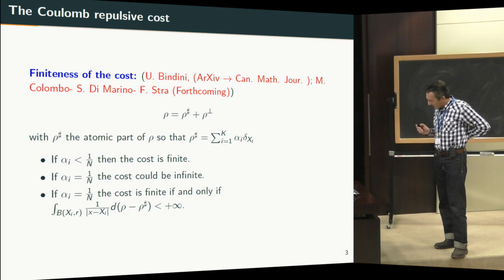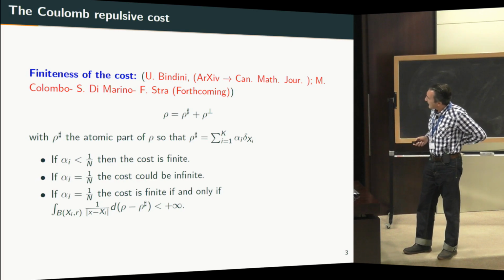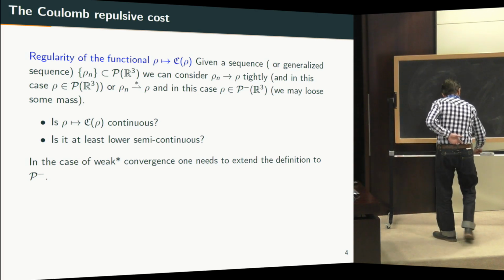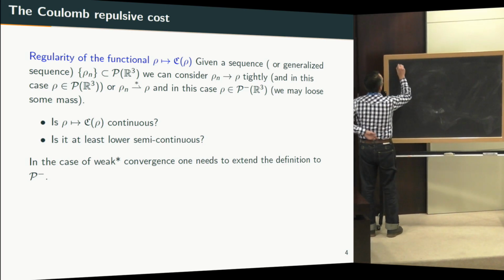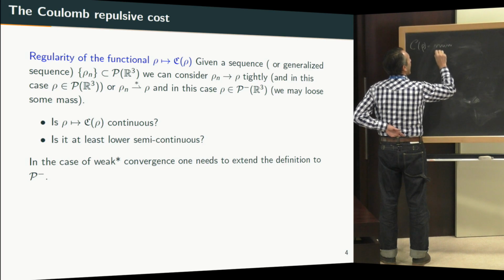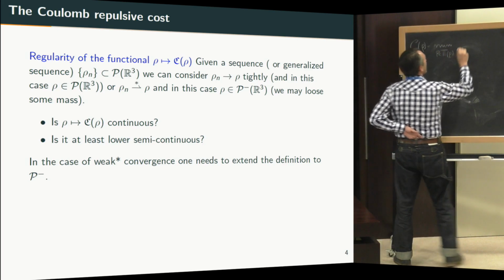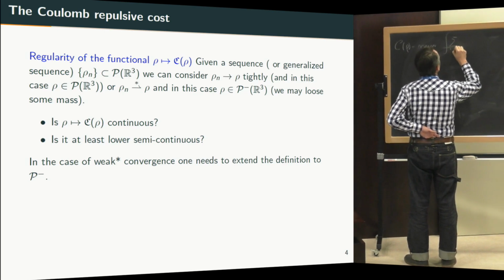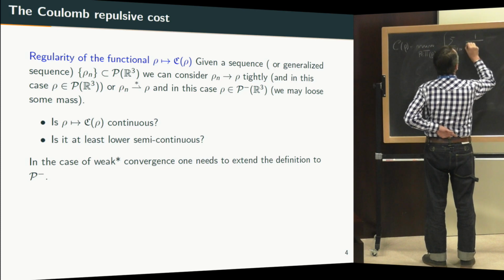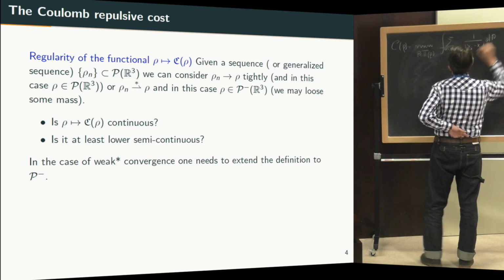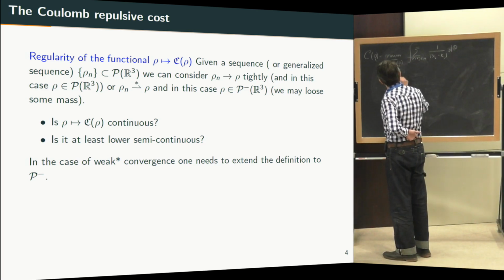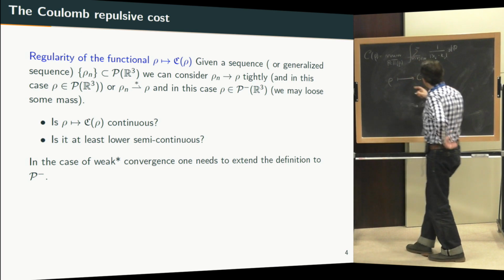Okay, so what I will be interested in is the regularity of the cost functional. So first, let me report here on the blackboard. C of ρ, what I call C of ρ, is the minimum among all the transport plans which have ρ as marginal, of the integral of the sum over 1 ≤ i < j ≤ n of 1 over |xi - xj| dP.